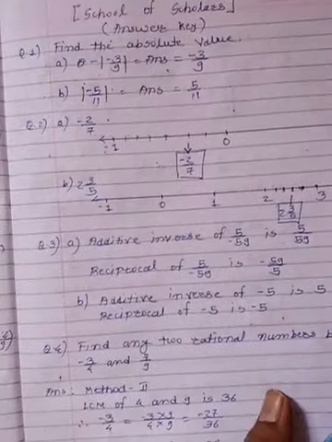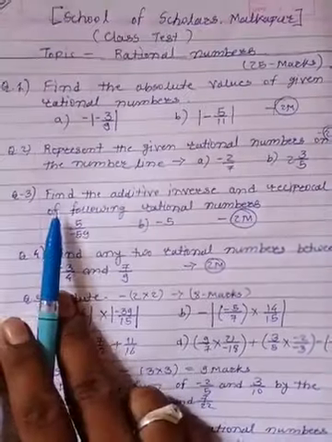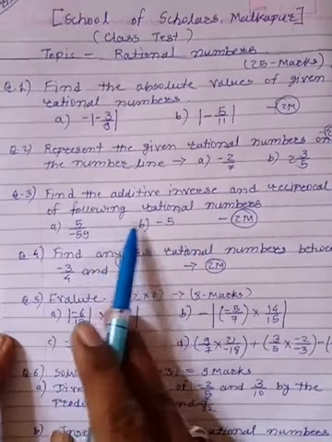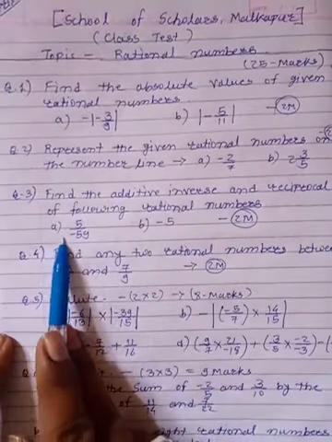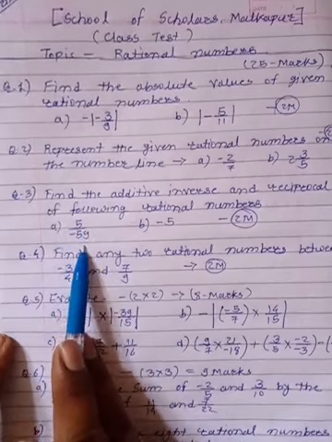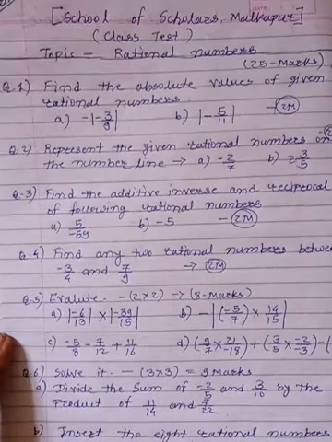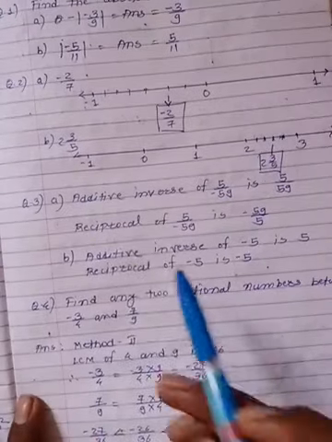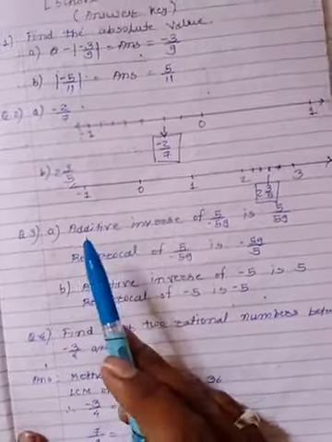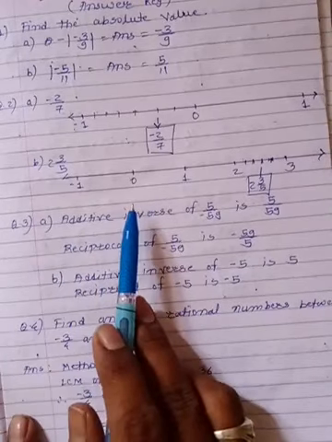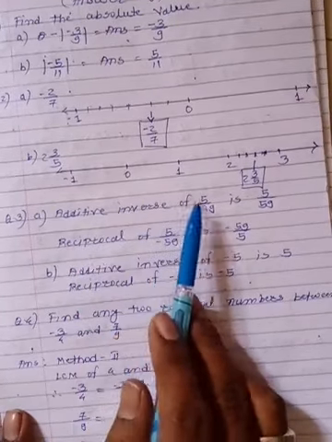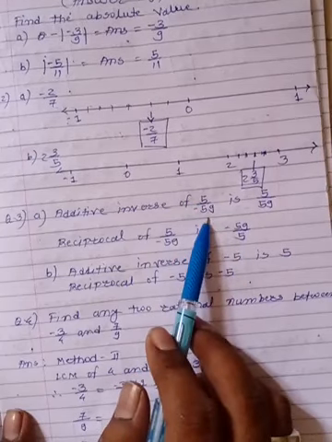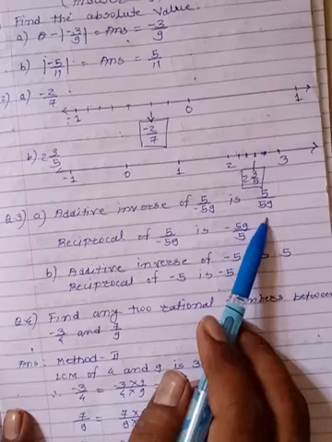Next, student, you were asked question number 3: find the additive inverse and reciprocal of the following rational numbers. The first rational number was 5 by minus 59. The second rational number was negative 5. So student, here additive inverse means we have to change the sign of the rational number. So the additive inverse of negative 5 by 59 will be positive 5 by 59.